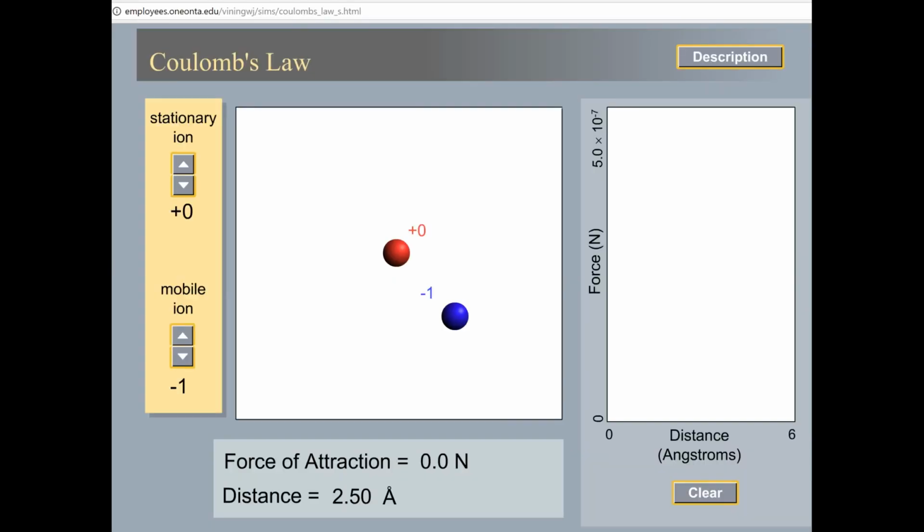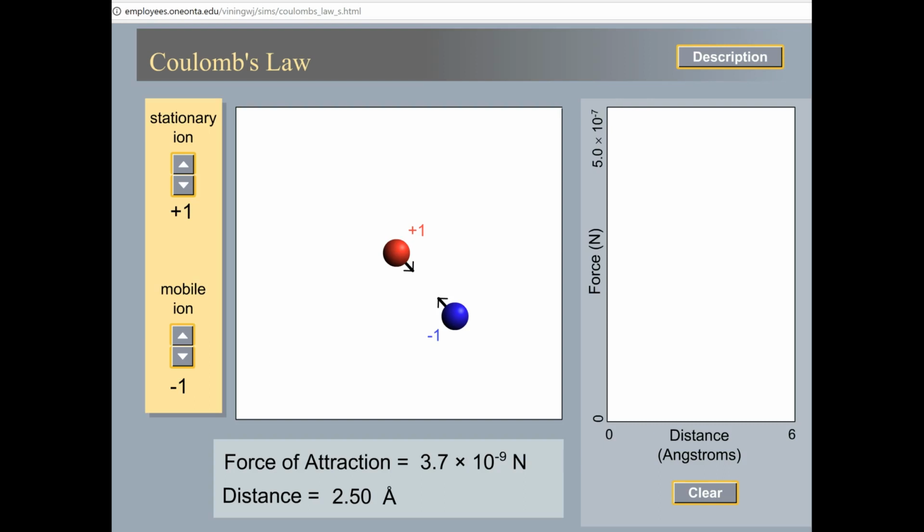And now we're going to address the second question of what happens to the electrostatic force when one of the charges is increased. So we're going to go back to increasing this. Now it's at +1. And so we have our force of attraction at 3.7 times 10 to the -9. And our distance is 2.5 A, which stands for angstroms. It's a unit of measurement. Because these particles are so small, we don't want to use meters or centimeters like we've been using in class.